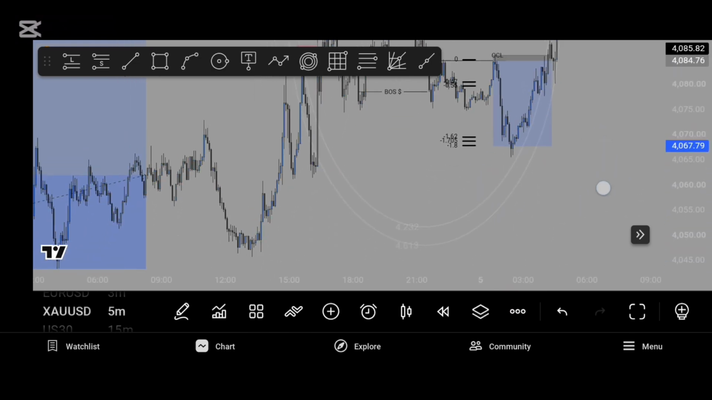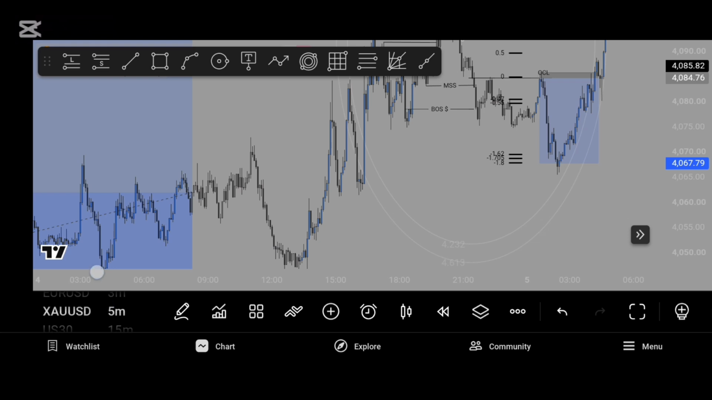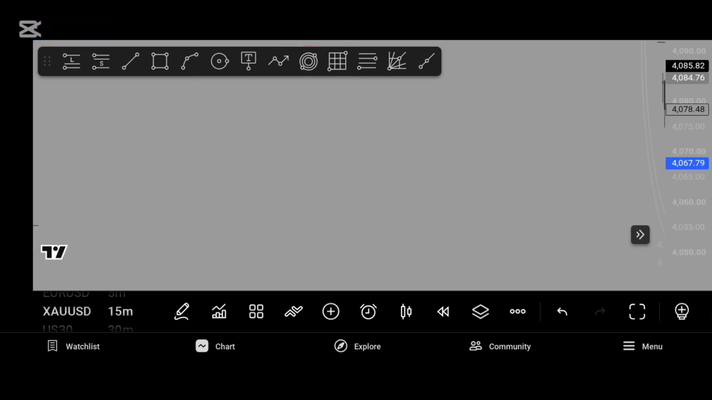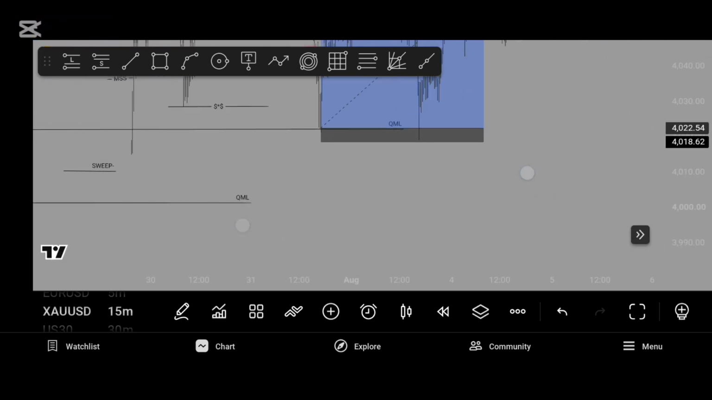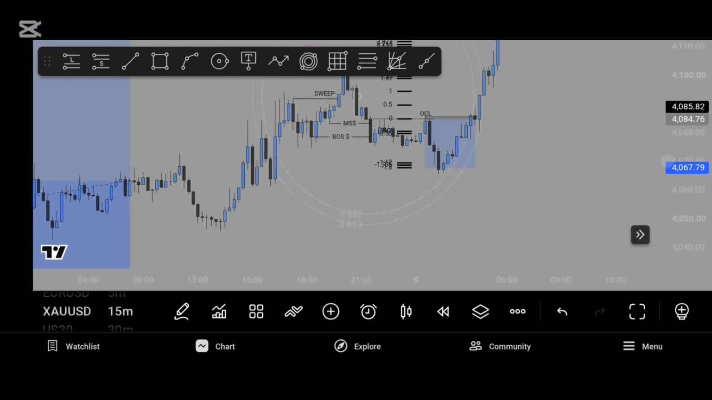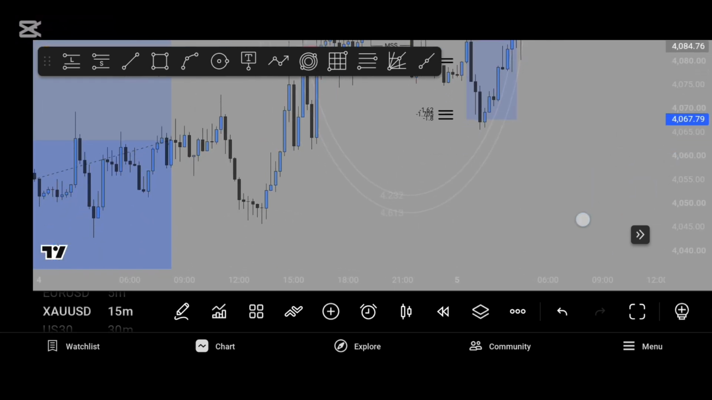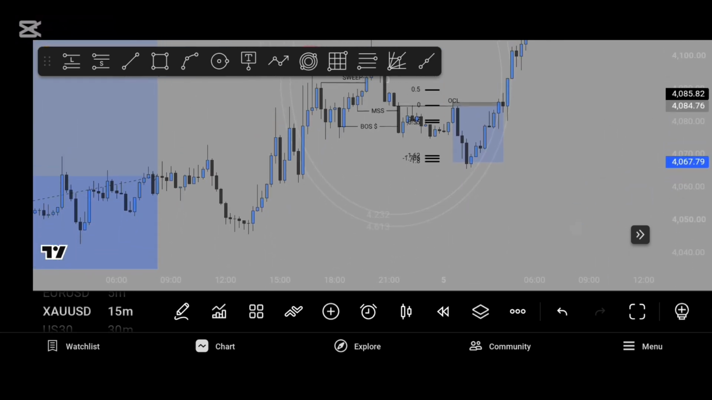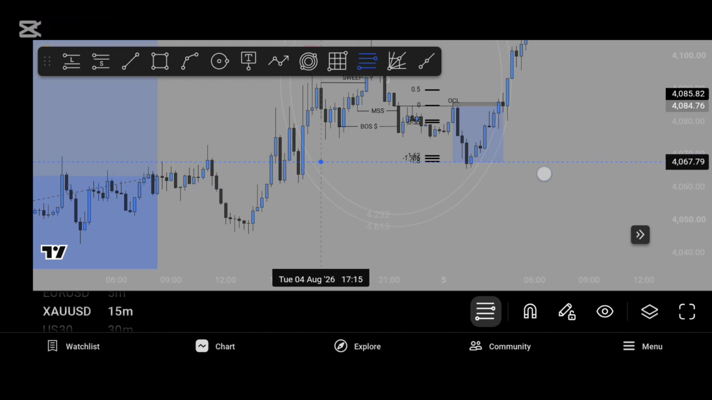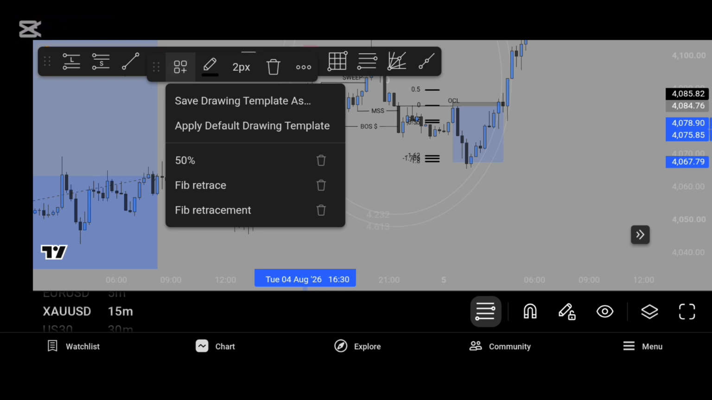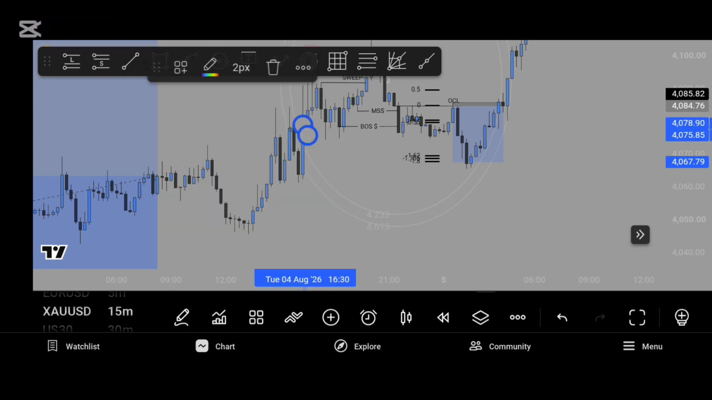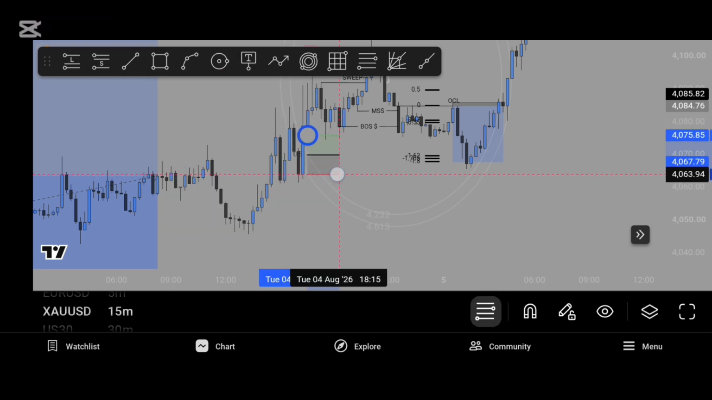Before I got stopped out, there was a trade I was looking for. If I go to M15 here, there was a trade I was looking for. I knew that the market was going to buy. So I came to this zone over here. Let's change this to 50%. I came to this zone and pulled it down until somewhere there.